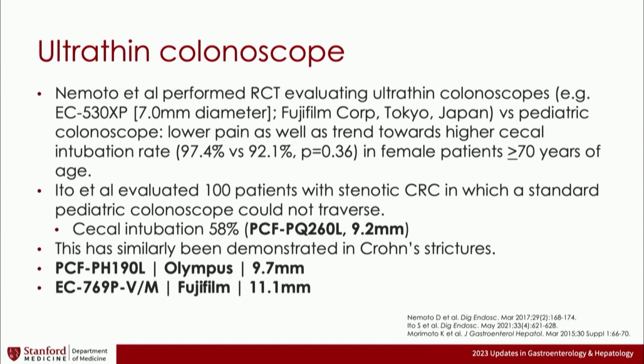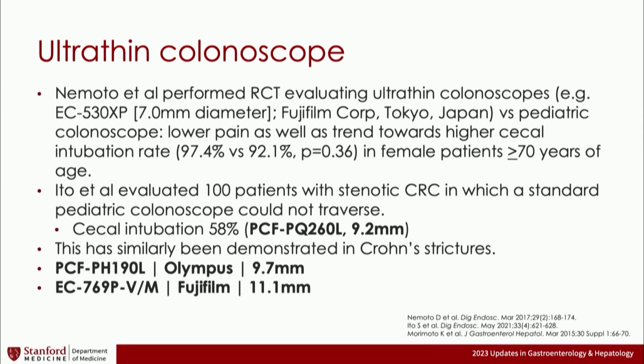Under these circumstances, I think it's important that we think about additional tools or devices. The first that we start with is the ultra-thin colonoscope. In 2017, Emoto performed a randomized controlled trial looking at the ultra-thin colonoscope, which is the EC530XP 7mm diameter scope by Fujifilm, which is actually not available commercially, and found that compared to pediatric colonoscope, they were able to achieve lower pain as well as improved cecal intubation for female patients 70 years or older.